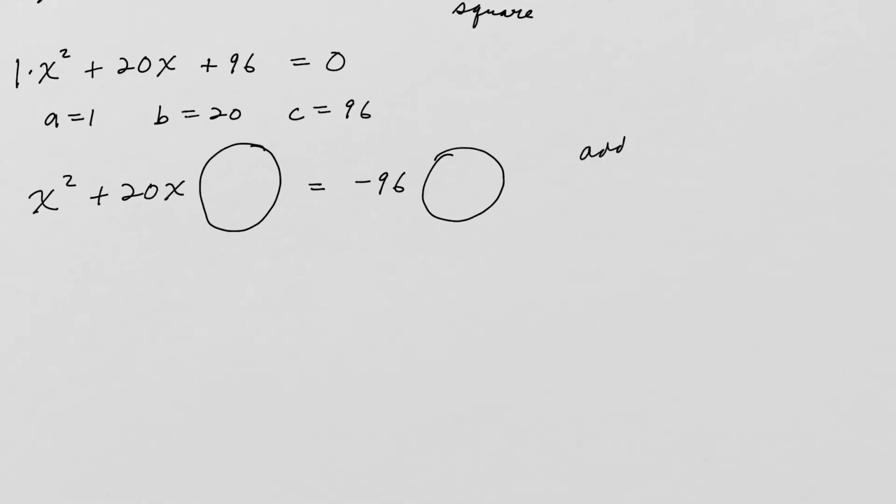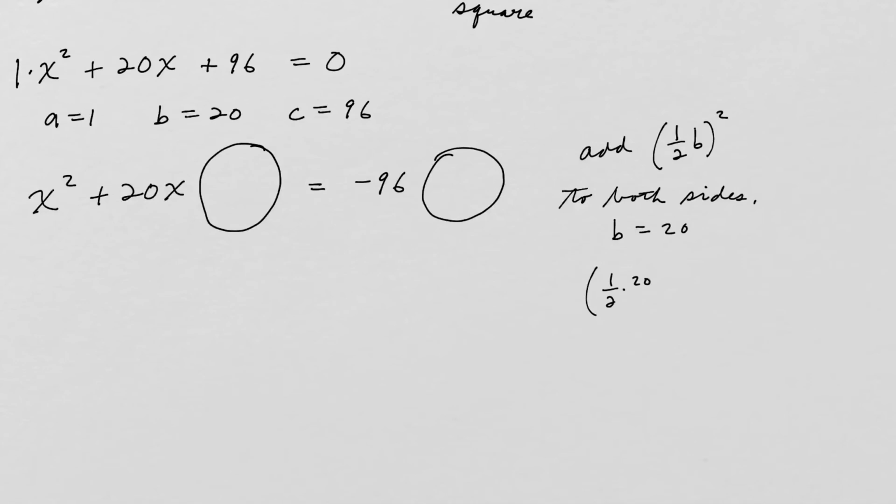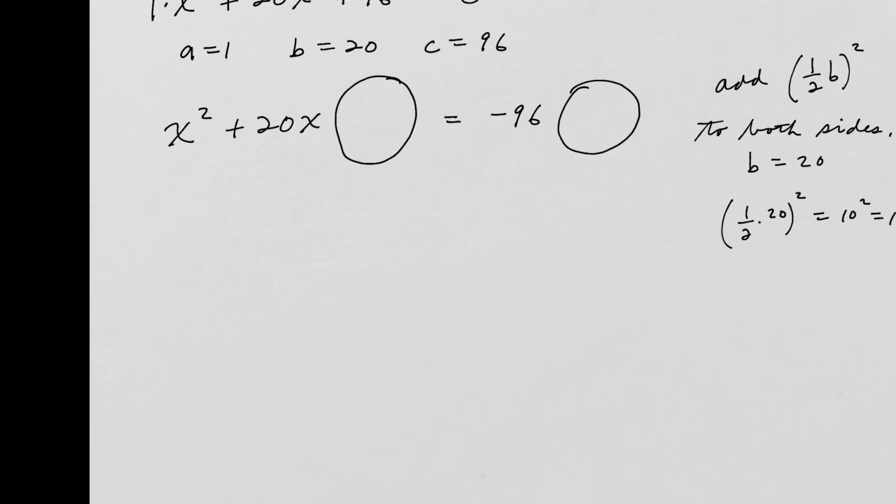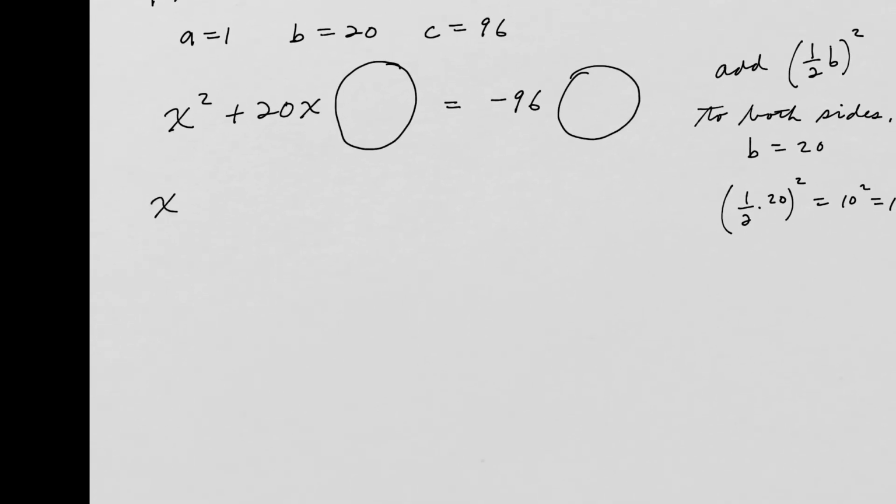So we want to add a half of b squared to both sides. Remember, b is 20 in this case, right? So I want to add a half of 20, which is 10 squared. So this is 10 squared, which is 100, to both sides. Okay, so left-hand side, I have x squared plus 20x plus 100 is equal to negative 96 plus 100.